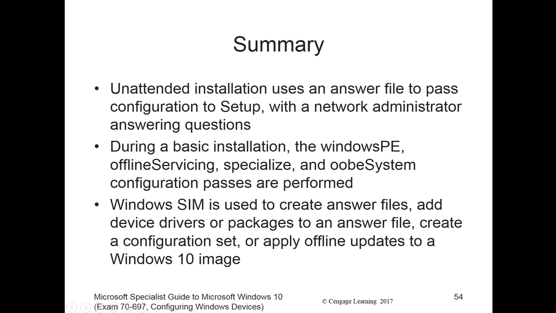Unattended installation uses an answer file to pass configuration to setup, instead of a network administrator answering those questions. During a basic installation, the Windows PE, offline servicing, specialize, and OOBE system configuration passes are performed. Windows SIM is used to create answer files, add device drivers or packages to an answer file, create a configuration set, or apply updates to a Windows 10 image.